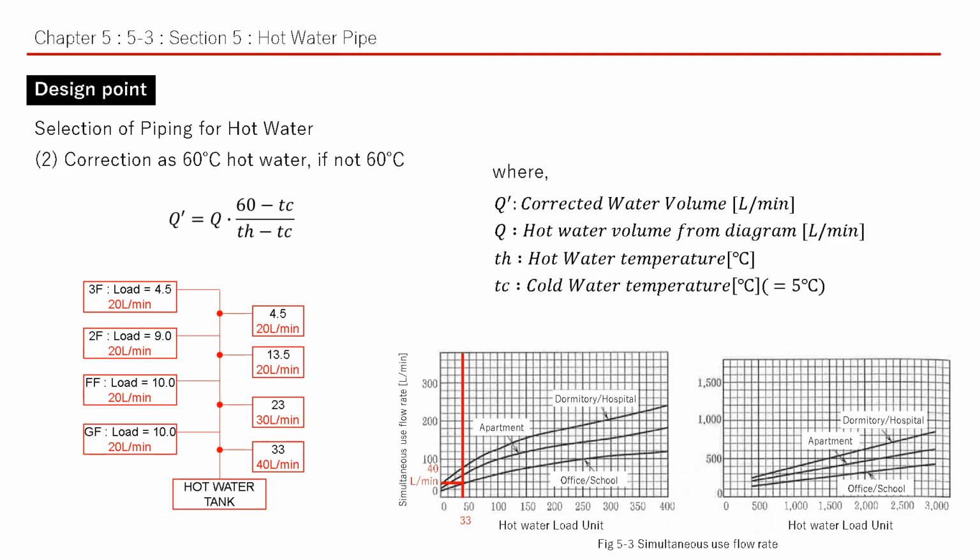Correction is for 60 degrees Celsius hot water, if not 60 degrees Celsius. Normally, the hot water supply is 60 degrees Celsius. So if the temperature is in a special temperature range, use this formula to correct it.